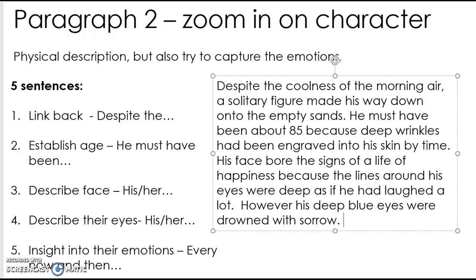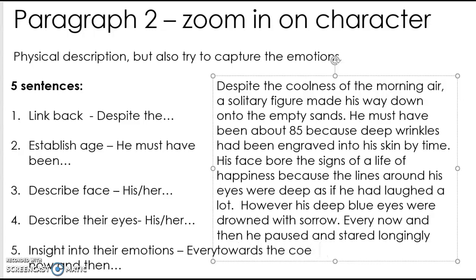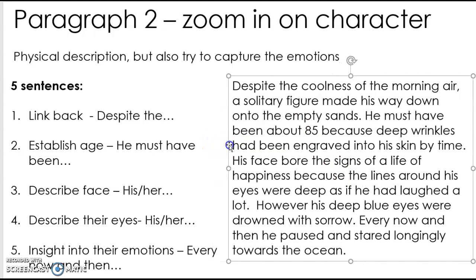And then lastly, I want to allow this insight into his emotions. So I want to try and get an internal perspective and start shifting towards that internal perspective. So I can describe something he does every now and then. Maybe every now and then he stopped and stared longingly at the ocean. Okay, no reason why yet, but that'll become clear. So every now and then he paused and stared longingly towards the ocean. Now, in my mind, I'm already thinking that the reason he stops and stares towards the ocean is because after his wife died, this is where he scattered her ashes. So I've got an idea in my head, but I don't need to tell my reader everything all at once.